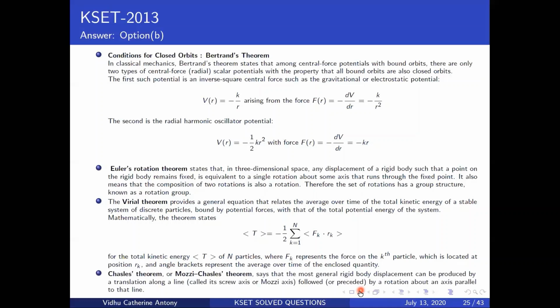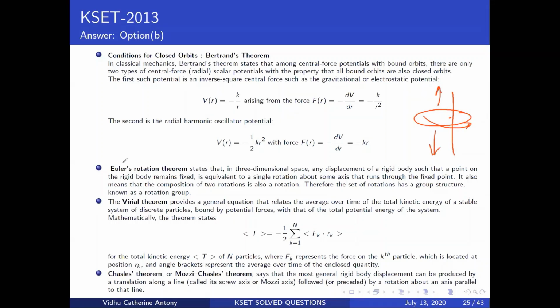Okay, so we'll move on to the last one. There is some confusion between this and this, because these two describe very similar situations. It states the most general rigid body displacement can be produced by a translation along a line called the screw axis or the Mozzi axis, followed or preceded by a rotation about an axis parallel to that line. So here, basically, you're not fixing that point, right? The body can move up and down, or it can rotate.